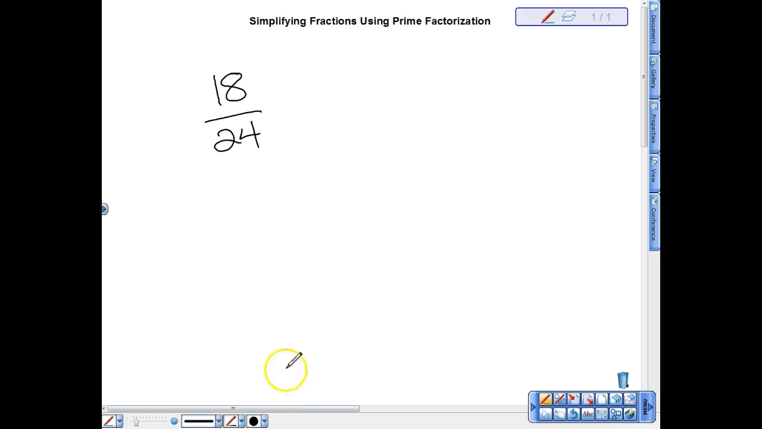Now, one way I could solve this is I could keep dividing by 2. That's the old school method. I could just keep going. Now I can divide these by 3. And if I keep dividing by 3, I get 3/4, and I'm done.